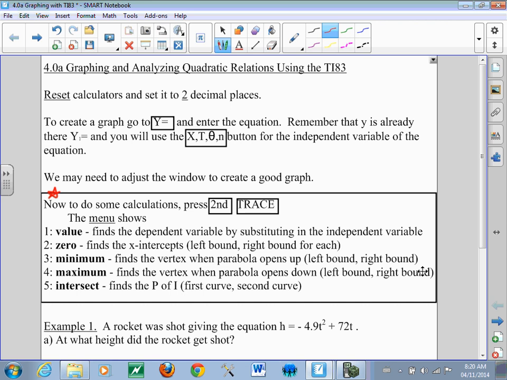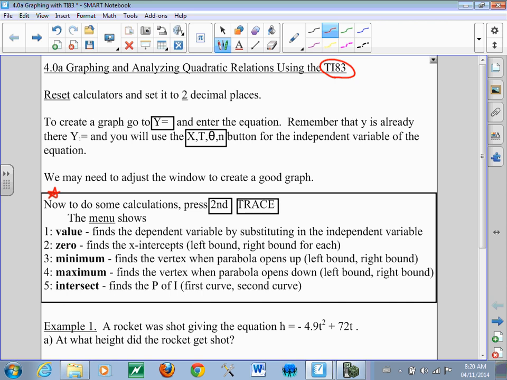So we're graphing and analyzing quadratic relations using the TI-83. If by chance you have an Android cell phone, ladies and gentlemen, you can get a free download app on your phone, which will be the TI-83 calculator, which I'm going to use. So that's kind of cool. Let's take a look here.